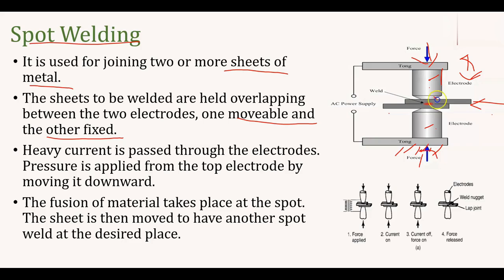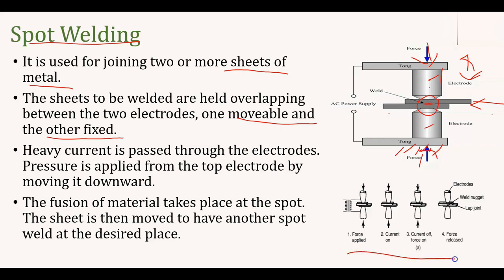By the combination of electrical energy and the applied pressure, a fusion of material takes place at this spot. Once the fusion of material is taken care of by the application of pressure and electrical energy, the sheet is welded at that spot. Once the spot is done, we slightly move the sheets to another place.